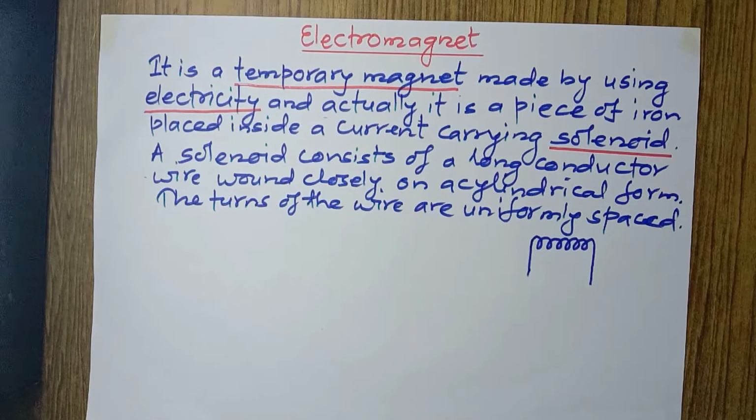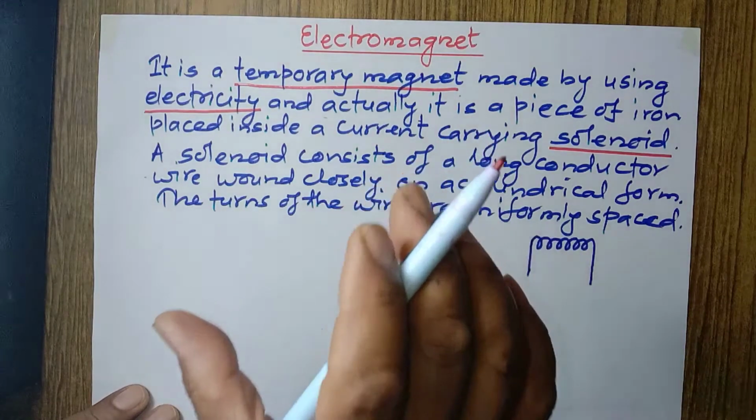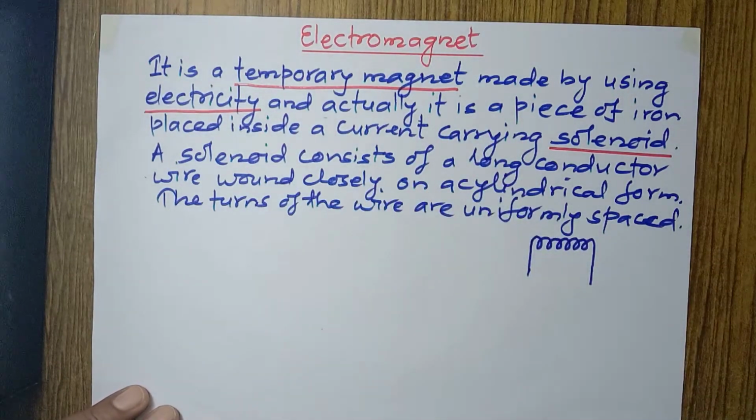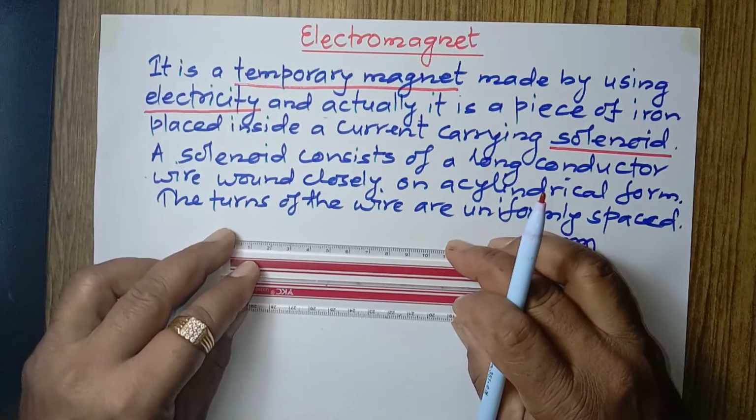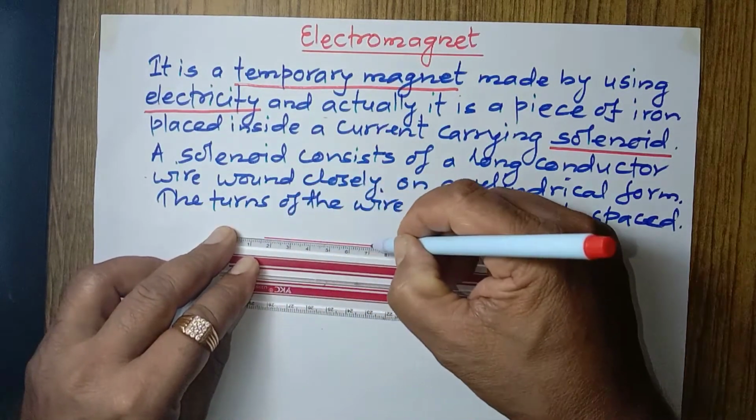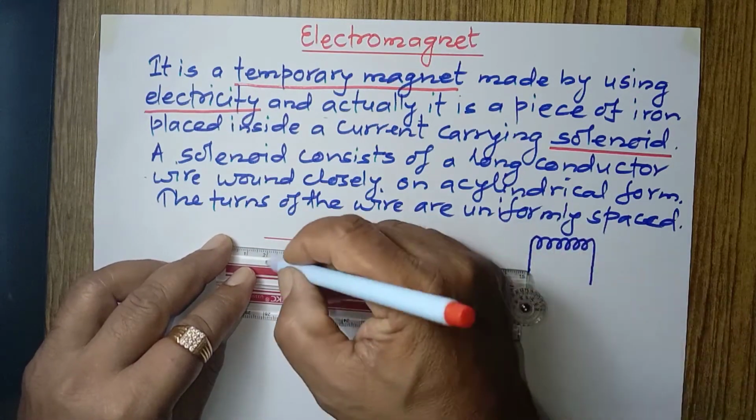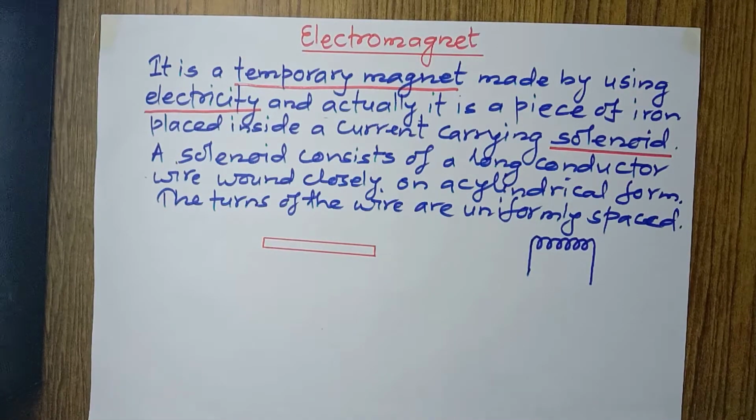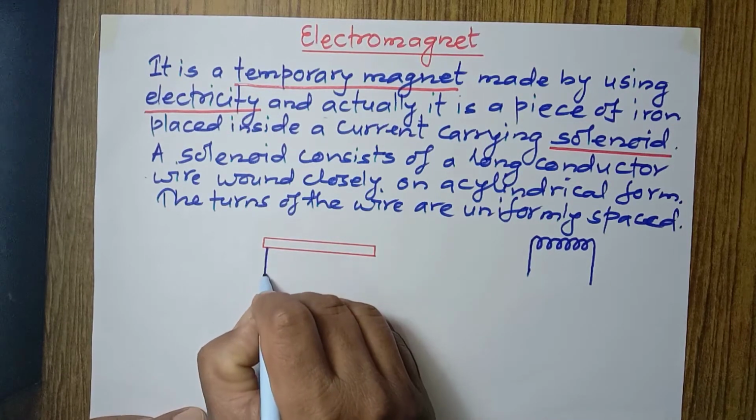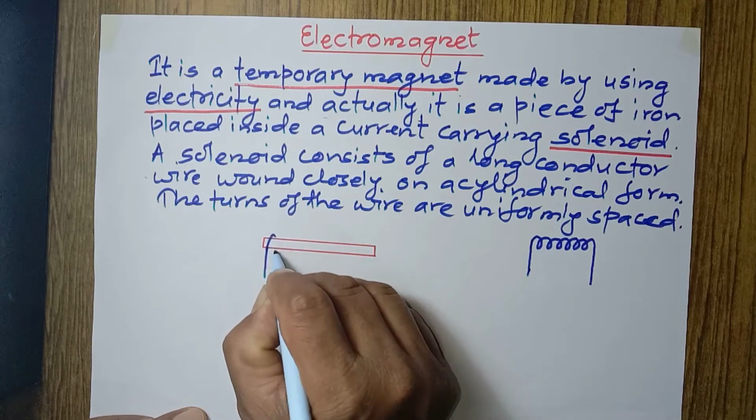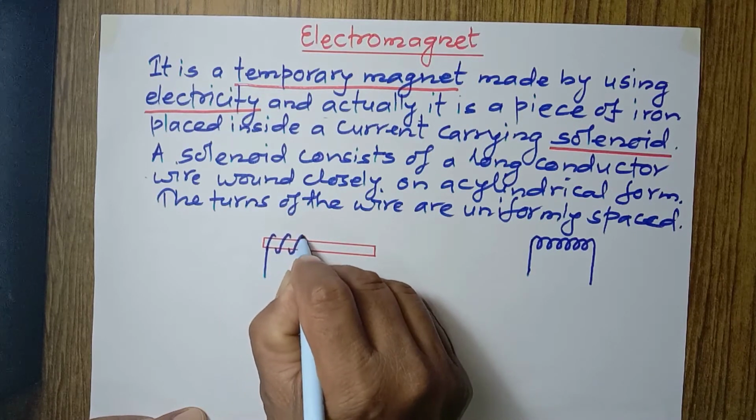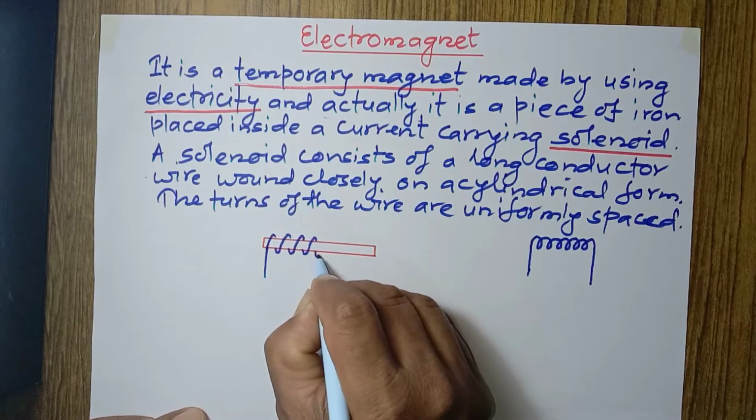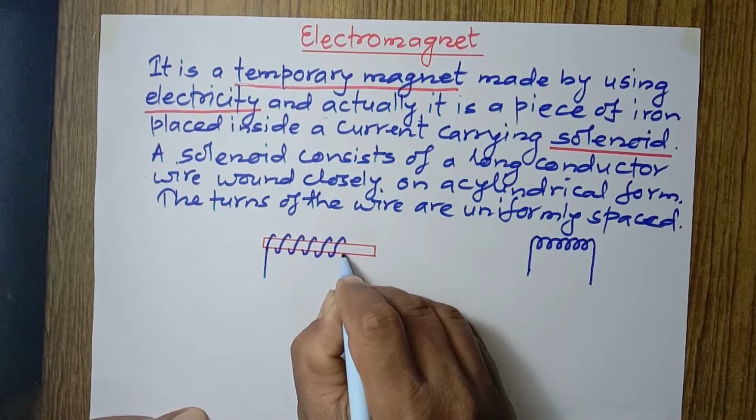Now I want to show you the diagram of electromagnet. If you are told to draw a diagram to show the method of making electromagnet, then you can draw this way. Let's say this is a piece of iron, and this piece of iron is wound with insulated copper wire. To make it more clear, I'm using a different color. This way, if it is wound with insulated copper wire, then this iron is inside a solenoid. It's very simple.